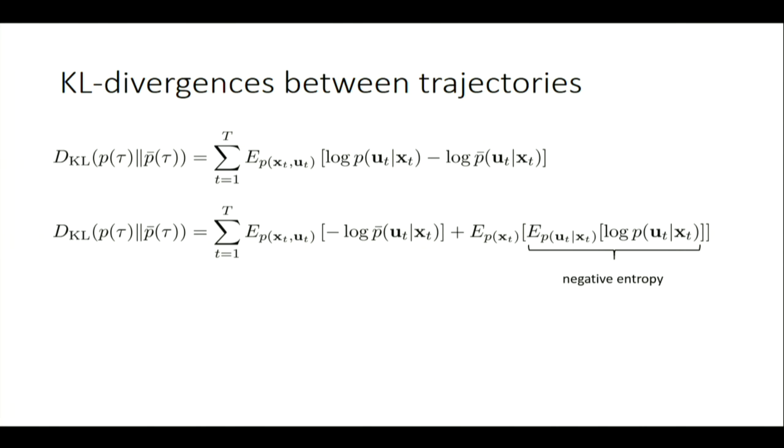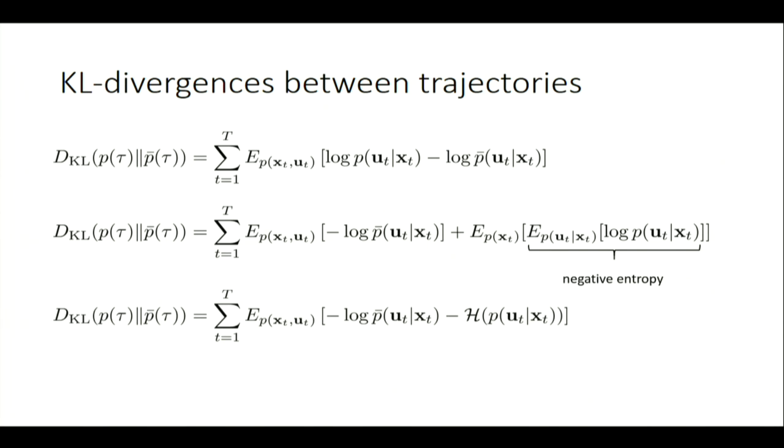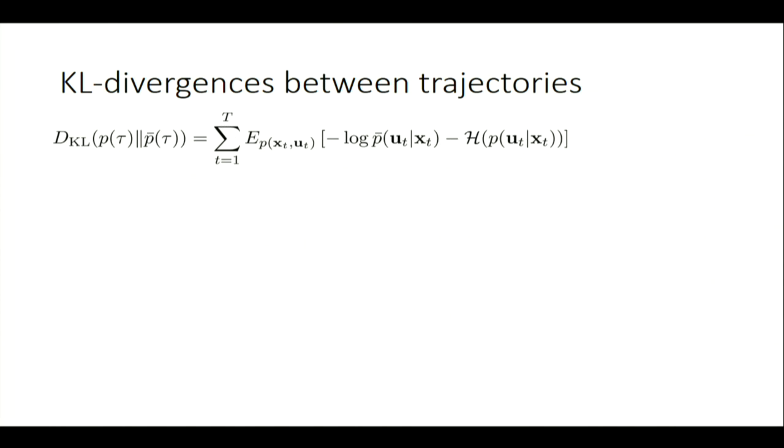So that's just the definition of entropy: the expectation under p of u given x of log p of u given x. So now we just have the expectation under p of x comma u of the negative log of p bar, minus the entropy of that controller. This term, the p bar, doesn't depend at all on the new controller in any way. It's just some cost. And this is its entropy. So that's the equation we came up with.